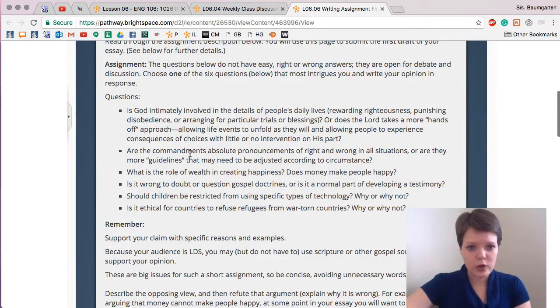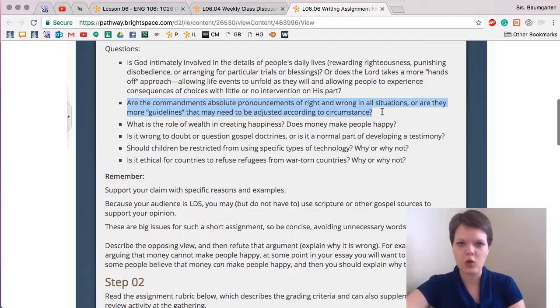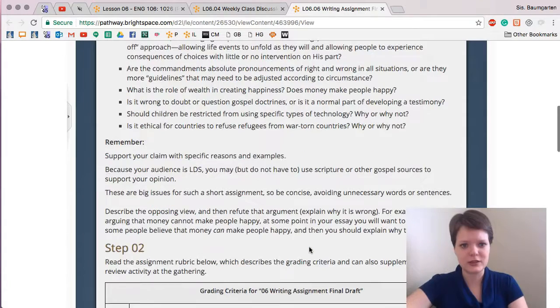So you will choose one of these prompts and respond to it. There are things like, are the commandments absolute pronouncements of right and wrong, or are they more guidelines that may need to be adjusted? Many students have referenced Nephi cutting off Laban's head as one of those. I'm not sure which side it falls on here, but I've seen it argued both ways. I've seen all of these argued both ways, and there are interesting cases on all sides.